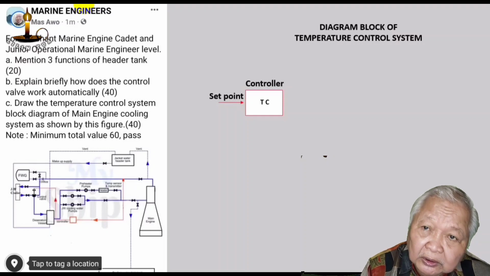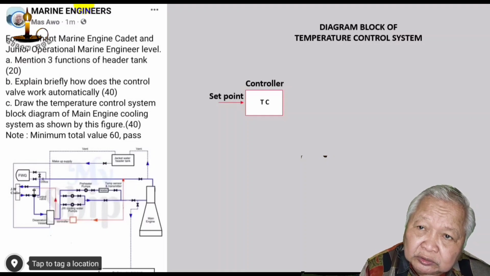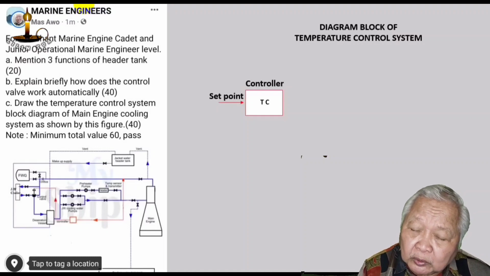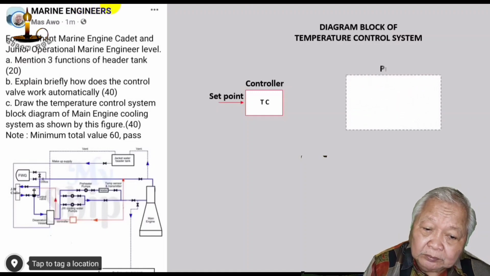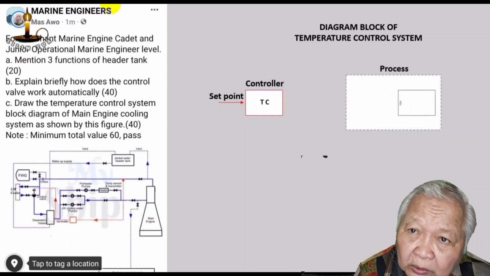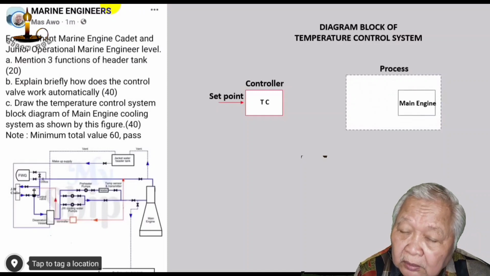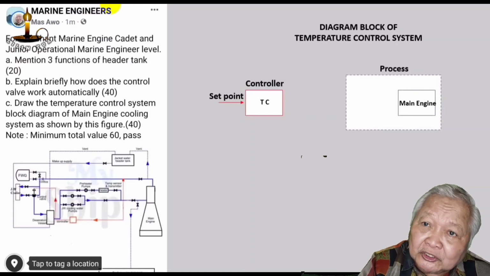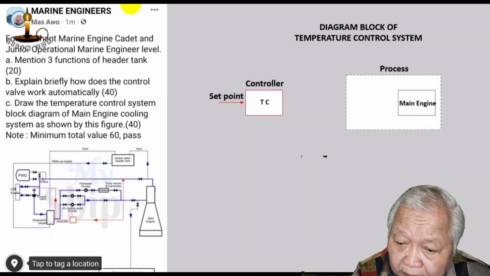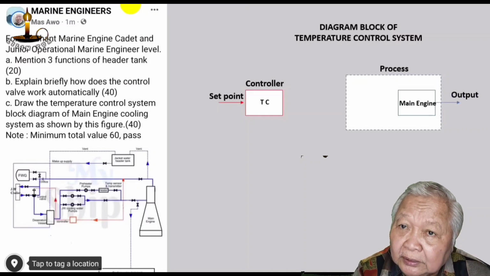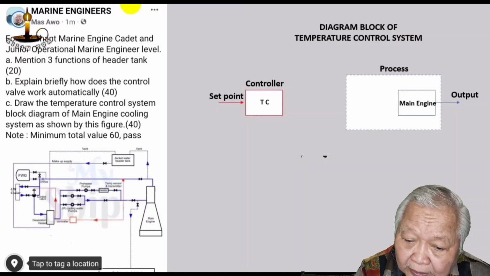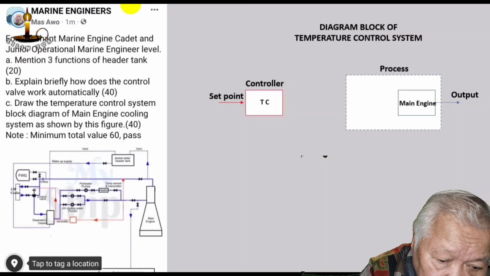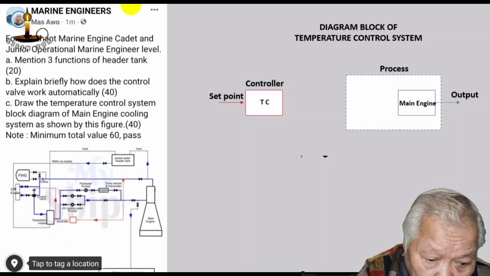In this case, the value of the cooling water temperature coming out from the main engine, and controlling the process of combustion that results in the output in the form of temperature. This output is sensed by the temperature sensor.